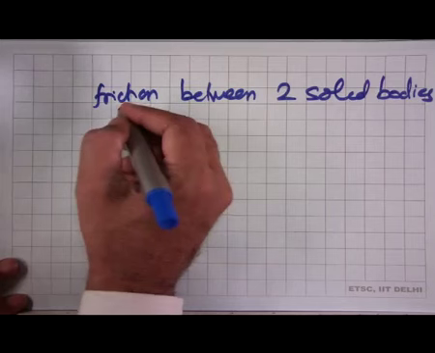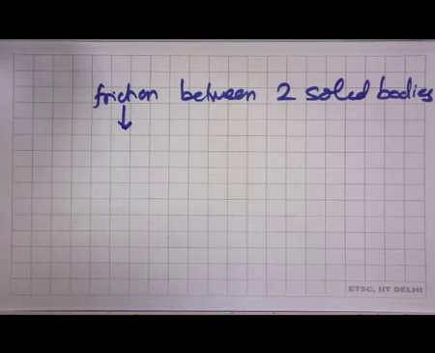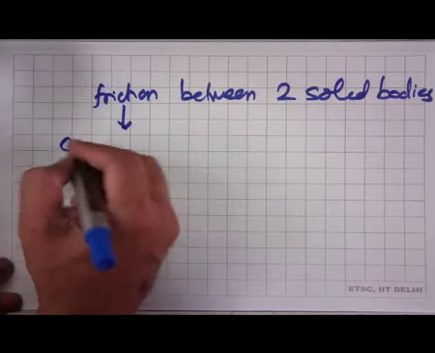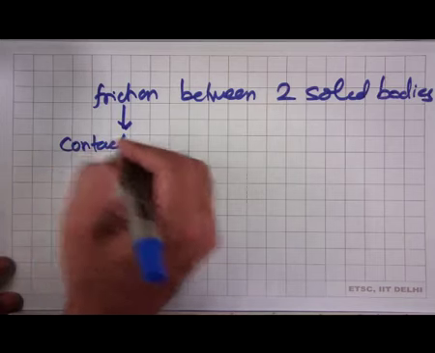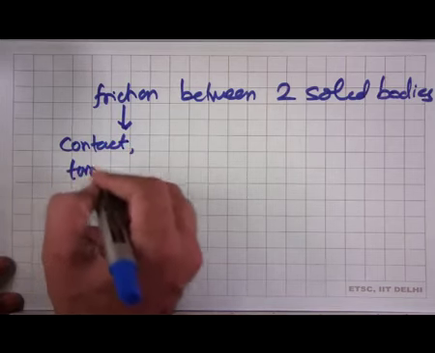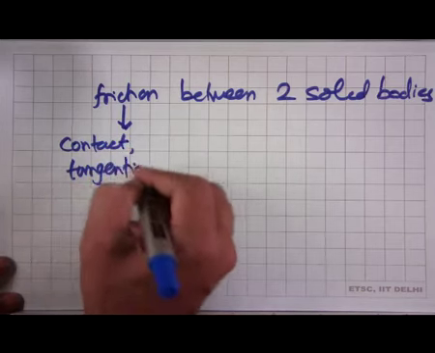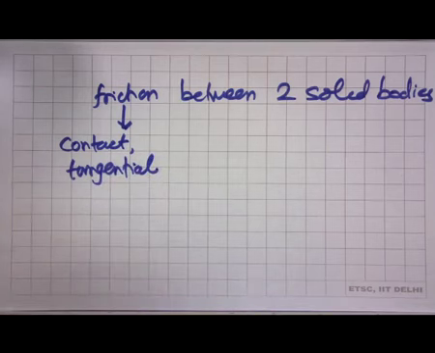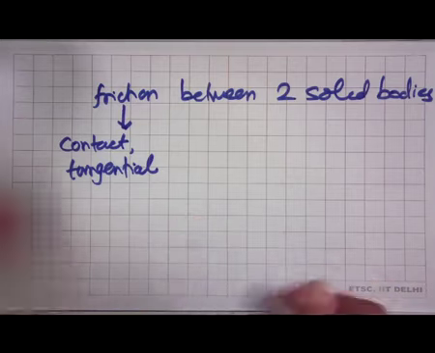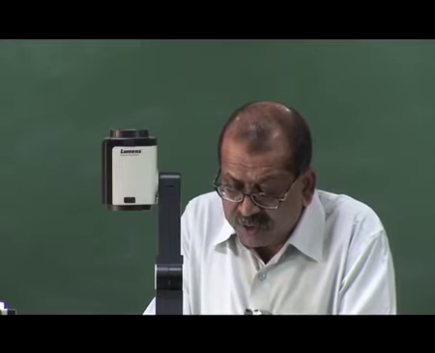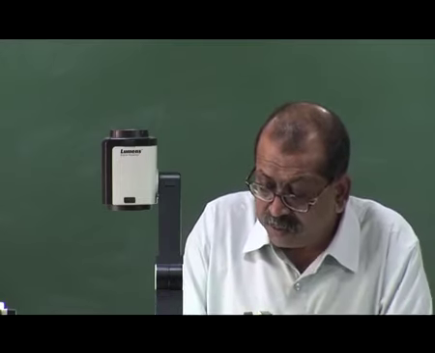So, now when we say friction, two things are automatically implied. The first thing is that it is a contact force, and secondly, this is a force in the tangential direction. These two things are automatically there. And now, let us look at contact between two bodies, two solid bodies, and first we look at the kinematics of it.